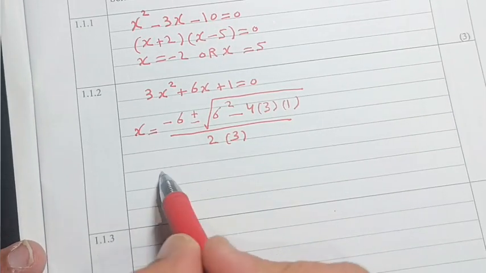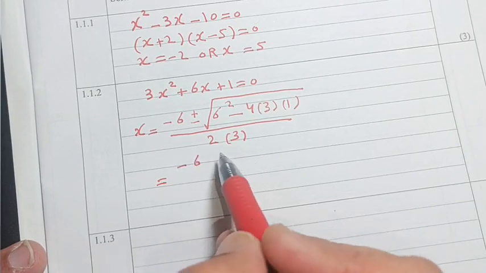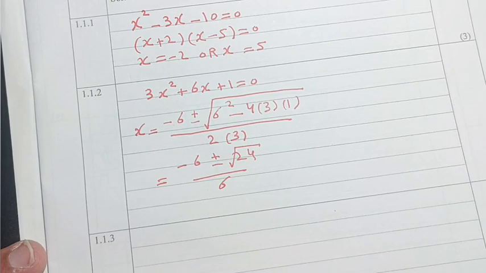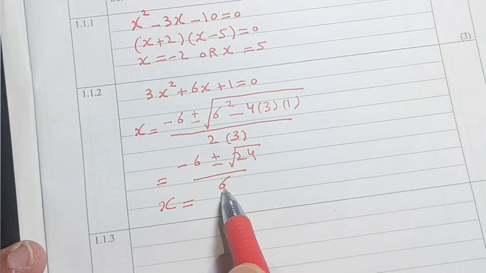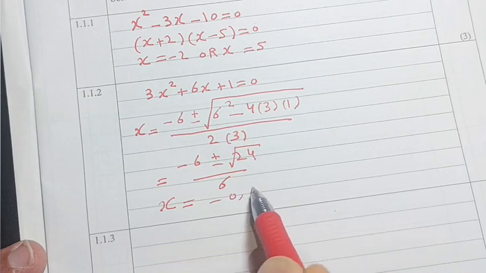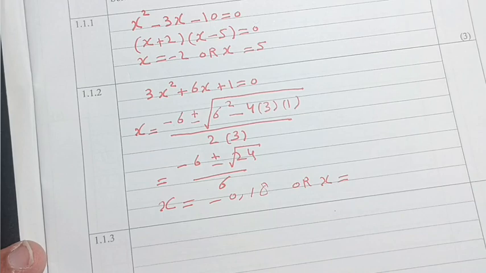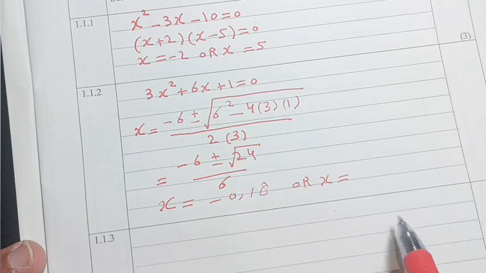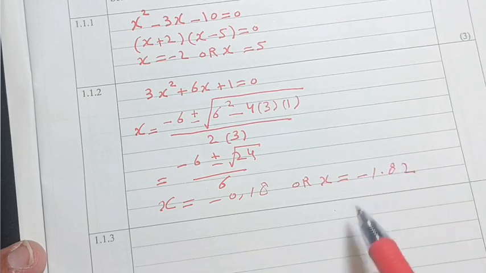I'm going to use the calculator. The answer is negative 6 plus or minus the square root of 24, over 6. Now I need one time positive, one time negative. Negative 6 plus the square root of 24, over 6: my answer is negative 0.18. Or x is equal to, using the calculator again, negative 6 minus the square root of 24, over 6, so the answer is negative 1.82. I round off to 2 decimal places.